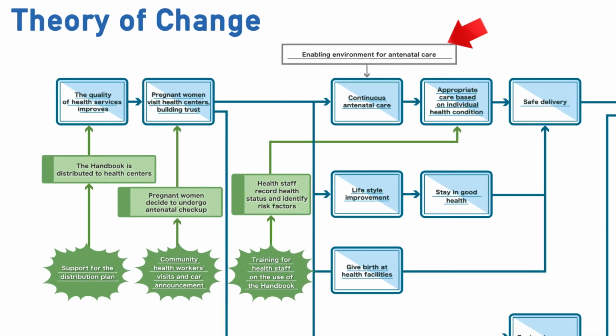Gray is for assumptions, things that are likely to be accomplished naturally or with support from other organizations. Green is for preconditions that can be met only with certain actions. JICA implements projects in order to meet these preconditions.